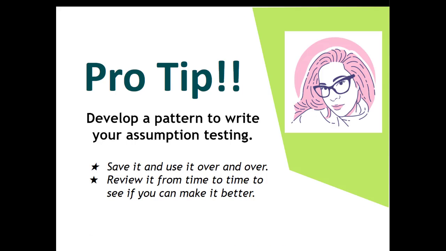Today I have something special for you. I have a pro tip. So pro tip, develop a pattern to write your assumption testing. Save it and use it over and over again. It's as easy as saving it on a Google Doc or a Word doc or whatever it is that you use to write your papers. Save it and use it over and over. Review it from time to time to see if you can make that template better. That way you'll never forget what you've done, what you haven't done, and that you've added all the pieces in order to check all the different attributes for assumption testing.